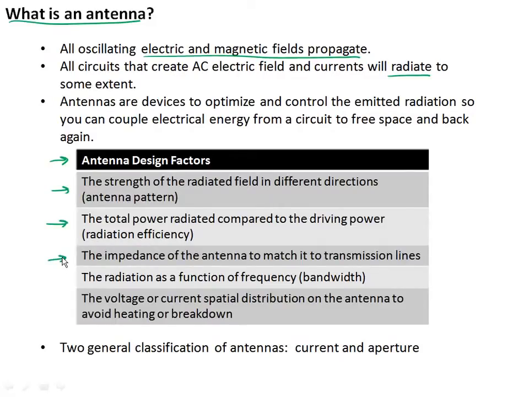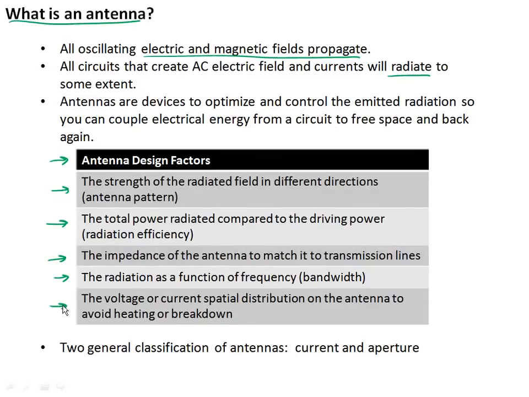We remember from transmission lines that in order to match a driving circuit to a load, we have to match the impedance. We also want to know basically the amount of radiation we get as a function of frequency, or the bandwidth of the antenna we define. And it may be that for certain high power applications we need to know the voltage or current spatial distribution on the antenna, because if we're really trying to pump a lot of power out to transmit a long distance, maybe you'd get some heat or dielectric breakdown of the air if the fields get too high.